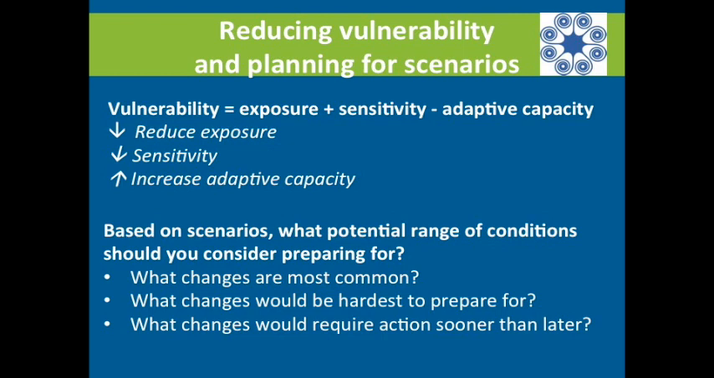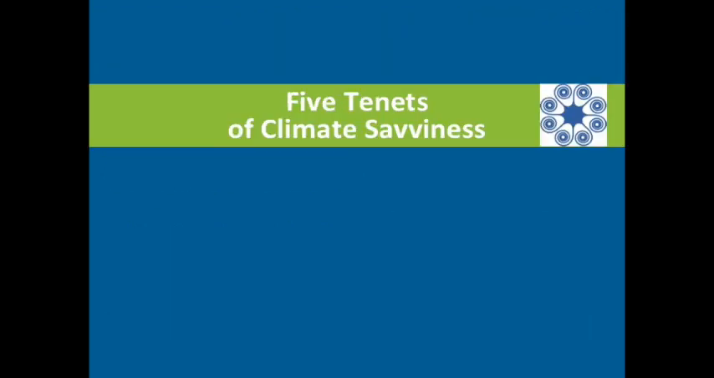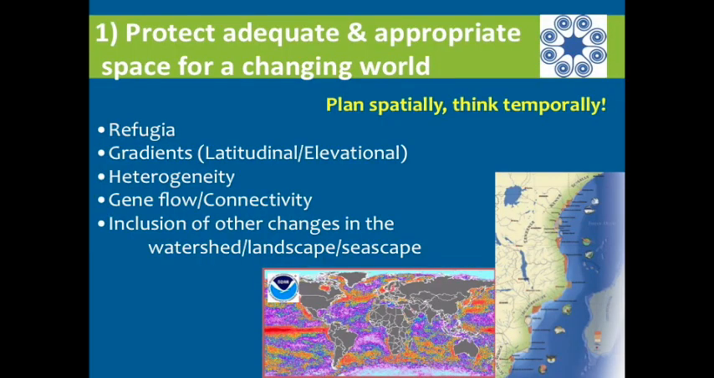So there are temporal components and human capacity components. A couple years ago, a group of folks that I work with came up with the 5 tenets of climate savviness. I usually like to say savitude. The first is to protect adequate and appropriate space for a changing world. One of the nice things about working in the marine world is that there are fewer things in your way in protecting that spatial piece.